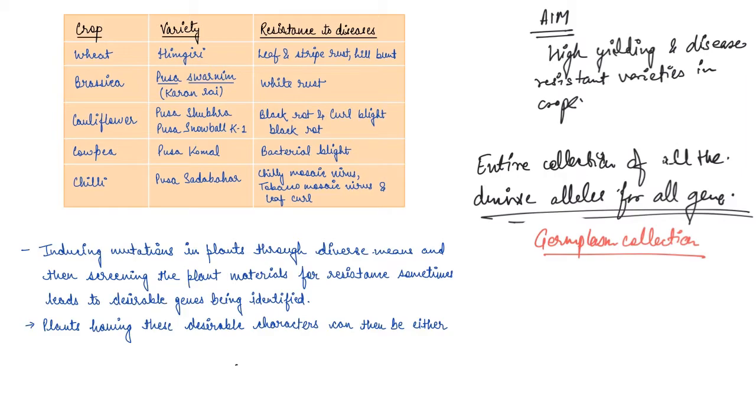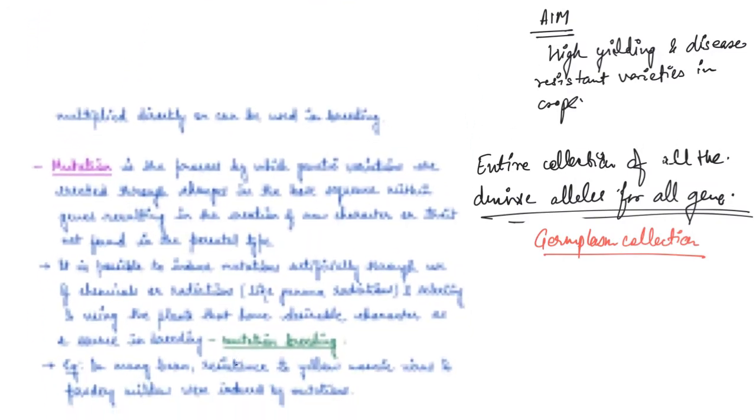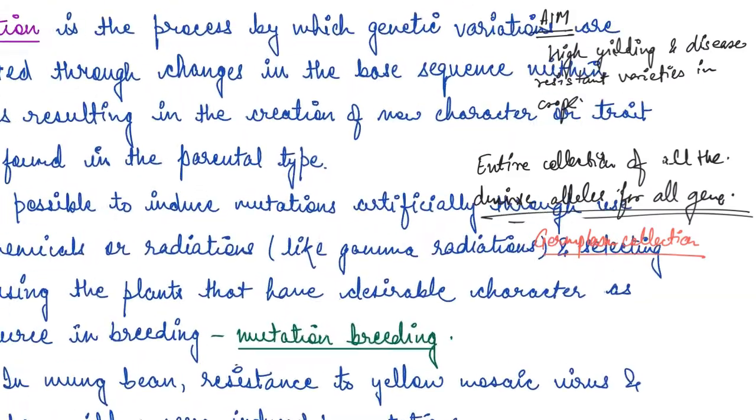Now, basically inducing mutations in plants. So the other form is mutation, right? Inducing mutations in plants through diverse means and then screening the plant material for resistance. This also leads to desirable genes being identified, right? So basically, plants having desirable characters can then be either multiplied directly or they can be used in breeding, right?